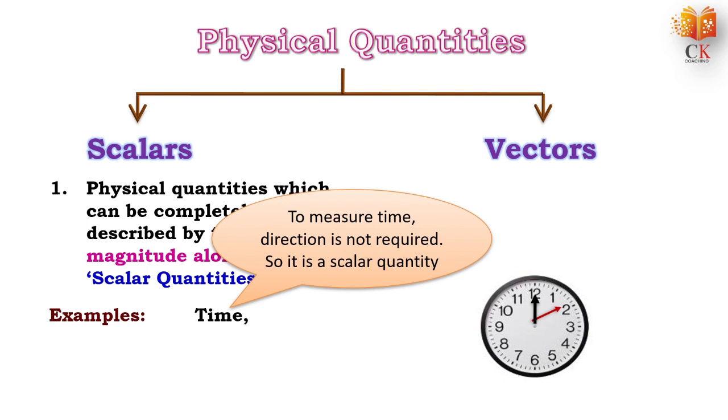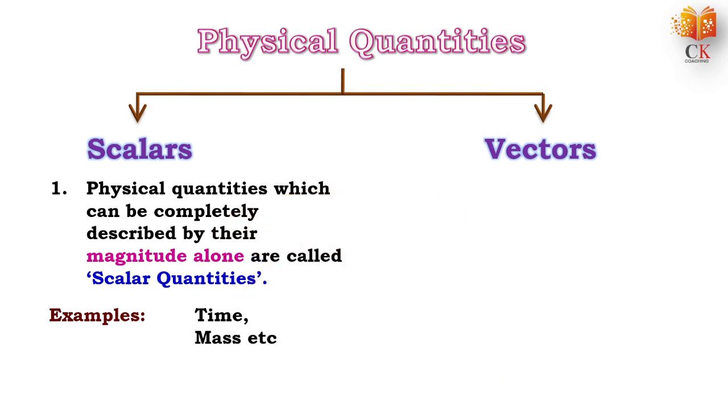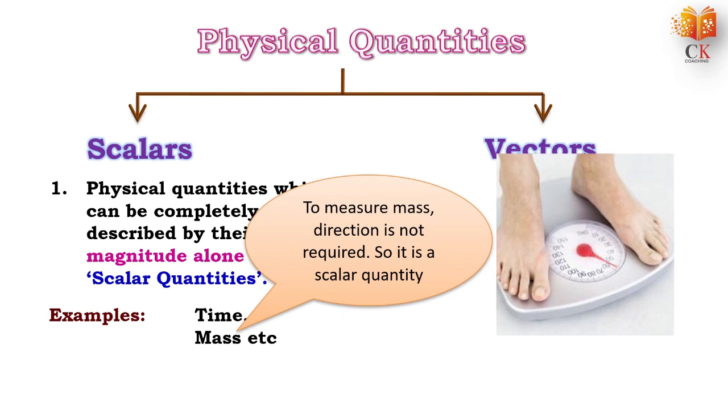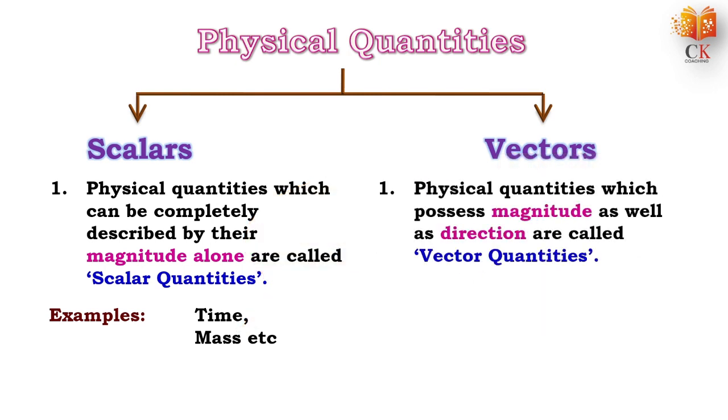Secondly, we have mass. Mass can be measured without the direction, like we take it as an understood value that mass will be given with the SI unit. So it is a physical quantity where only the magnitude will make sense without any other parameter. Henceforth, it is a scalar quantity. Whereas the physical quantities which possess both magnitude as well as direction are considered to be a vector quantity.